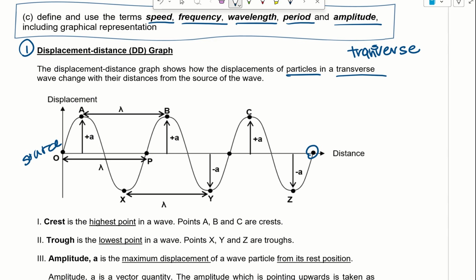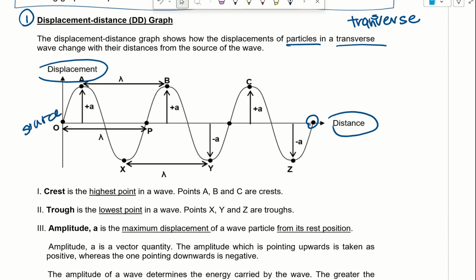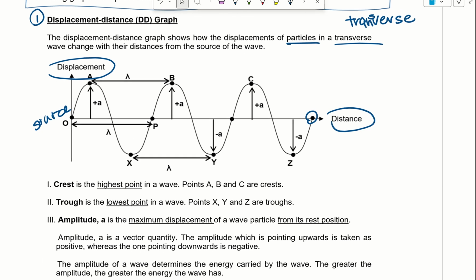Example. Okay, so we have two axes. The y-axis is displacement. That means how far the particle was moved. And the x-axis is distance, which shows the particle's position. Okay, there are a few terms that we need to memorize.